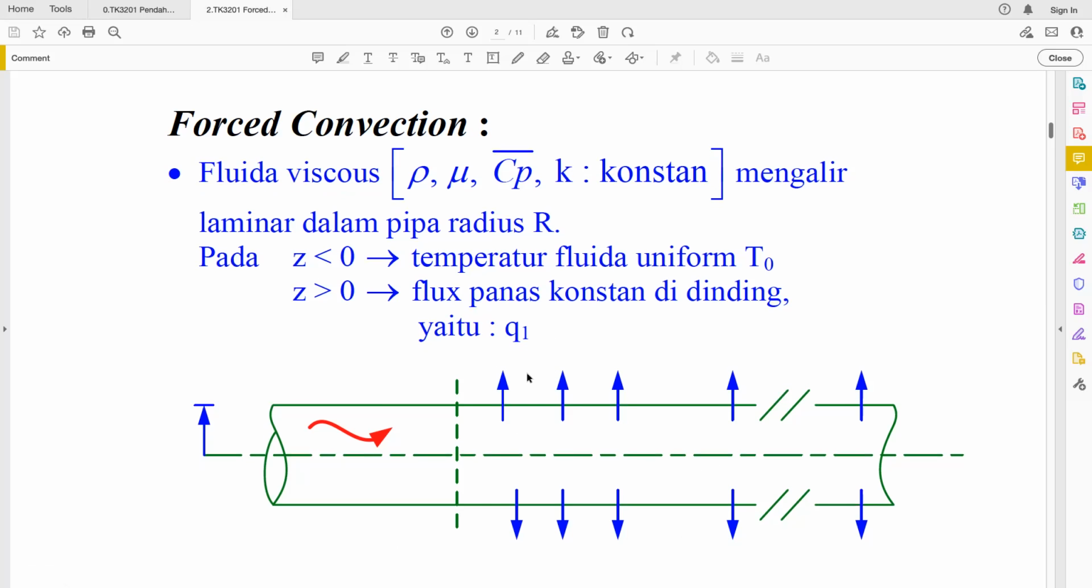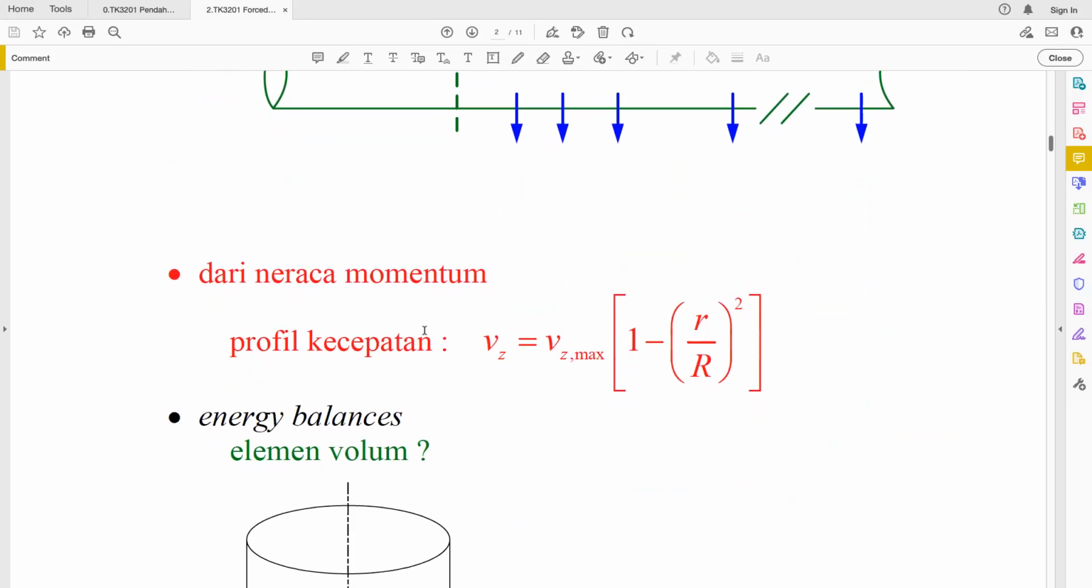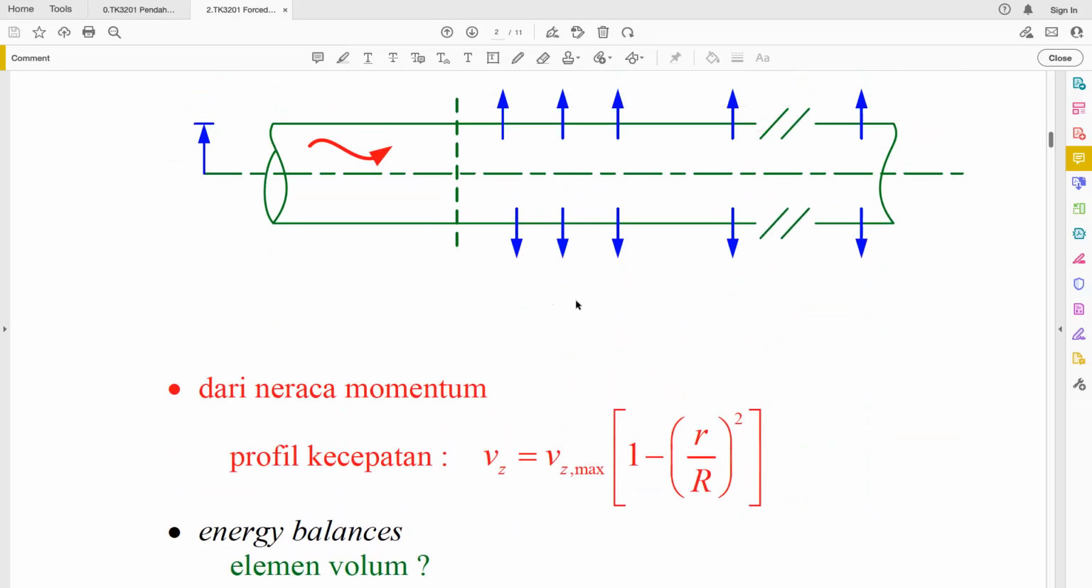We also think that the momentum balance can be combined with the heat transfer. So from the momentum balance, we know that the velocity.